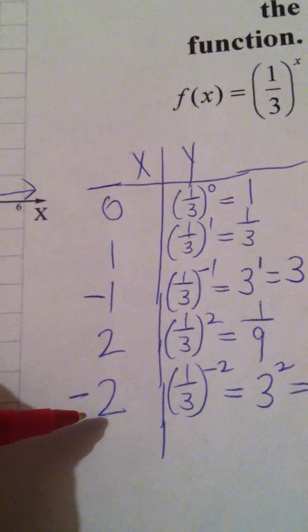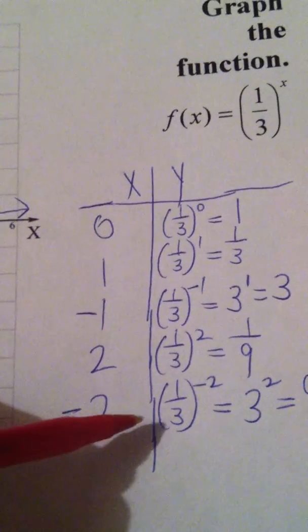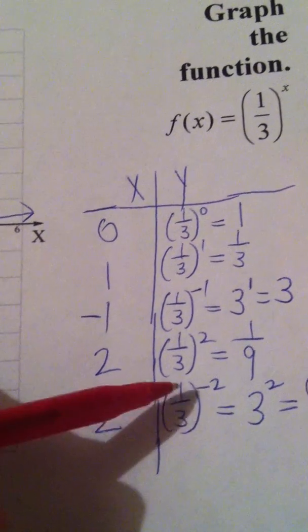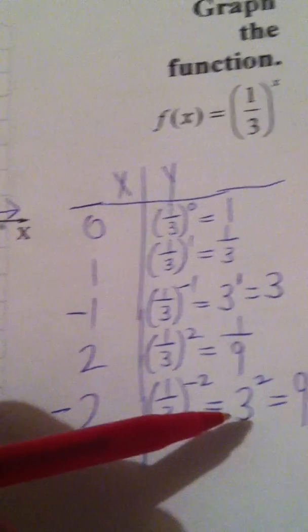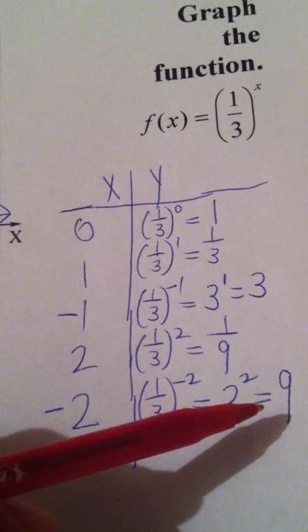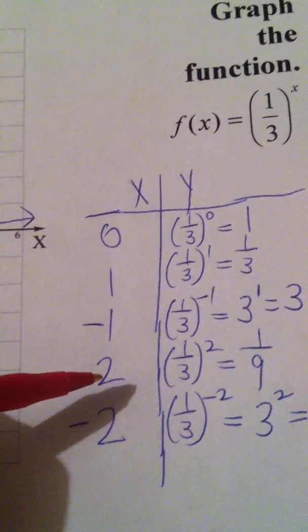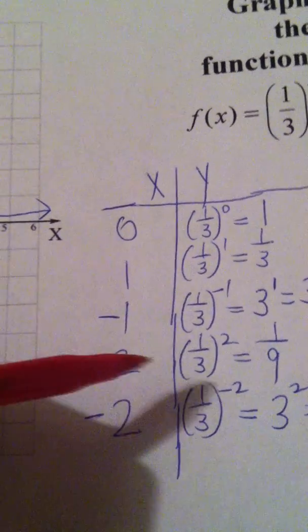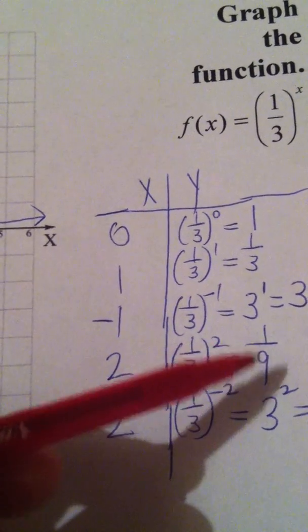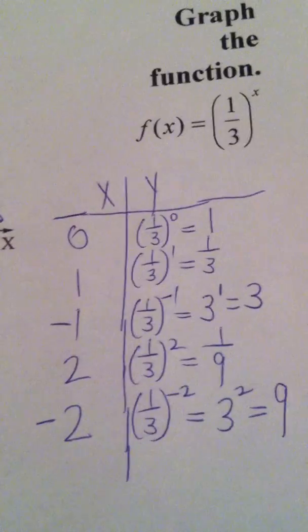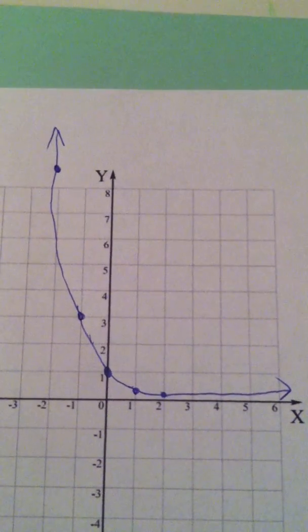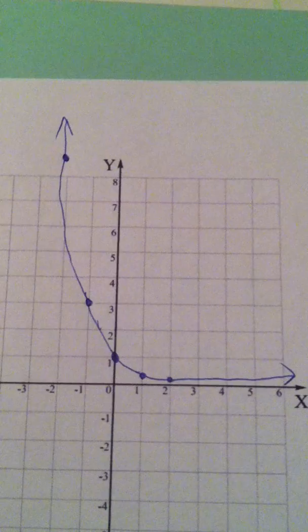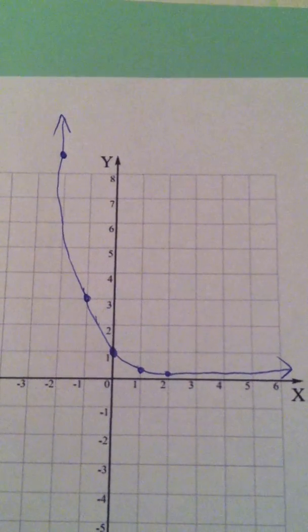Moving down here with the negative number, you do the same thing. Change this to a positive exponent, you flip the inside stuff. So that will make that 3 squared, which is equal to 9. And then finally we let x equal 2. 1/3 squared is just simply 1/9. So we have enough points. And as you see over here, I plotted the points and connected the dots to draw the graph.